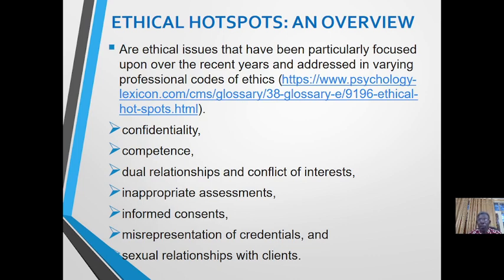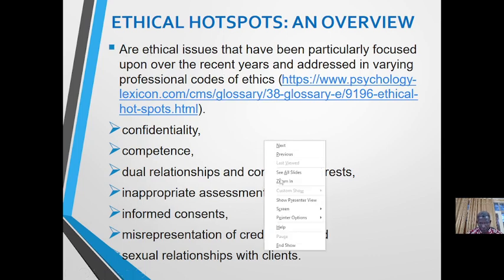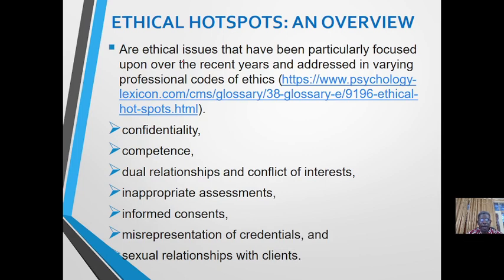Ethical hotspot: an overview. The general meaning, according to the psychology lexicon, is that ethical hotspots are ethical issues, and let me try to put some highlights. These are ethical issues that have been focused upon over recent years and addressed in varying professional controversies. Remember, we're talking about teacher professionalism. It has professional codes for teachers.